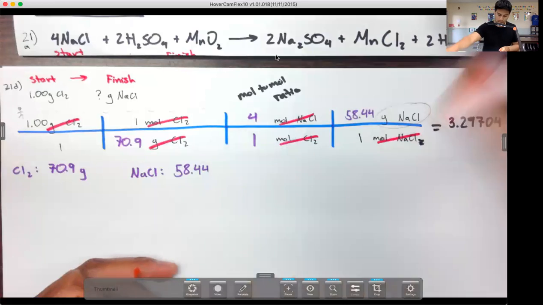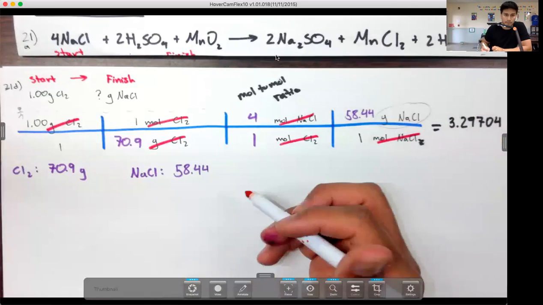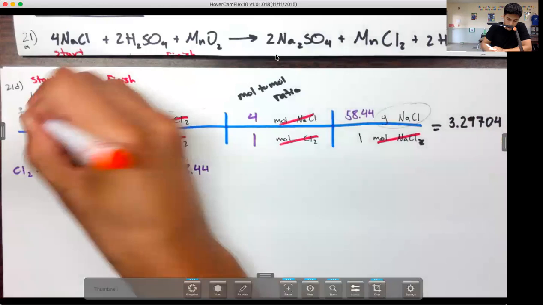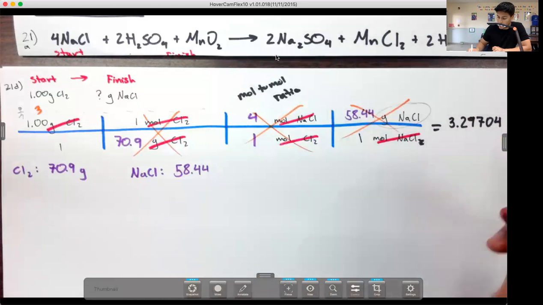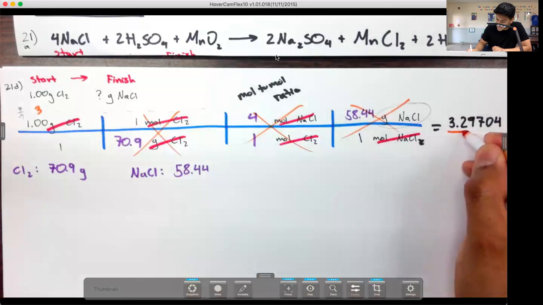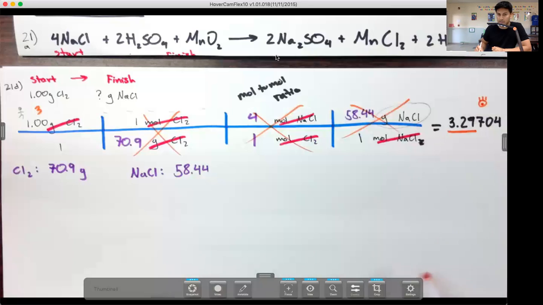Significant digits. How many did we start with? 3. We started with 3. Remember, we don't use these. 3 significant digits right there. That means we have to look right here. What does this tell us?